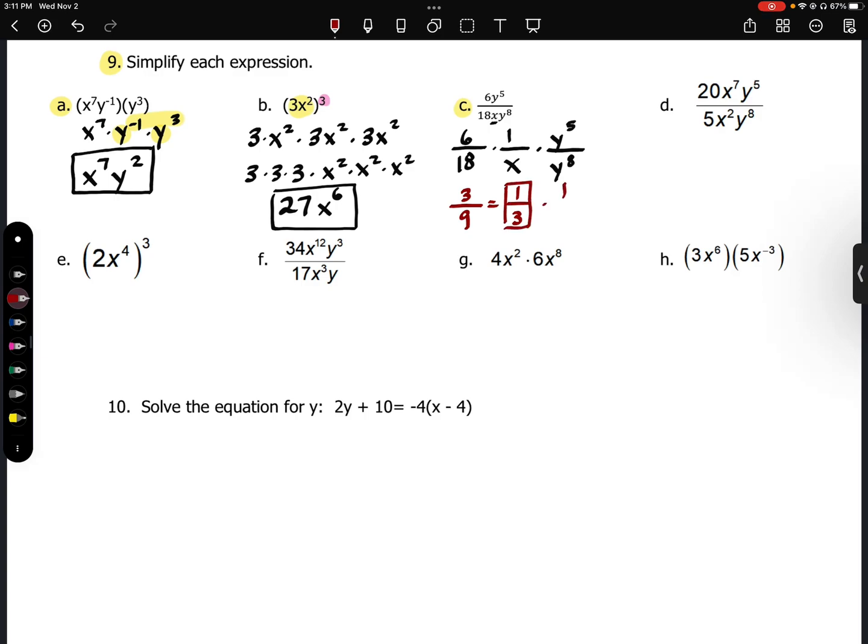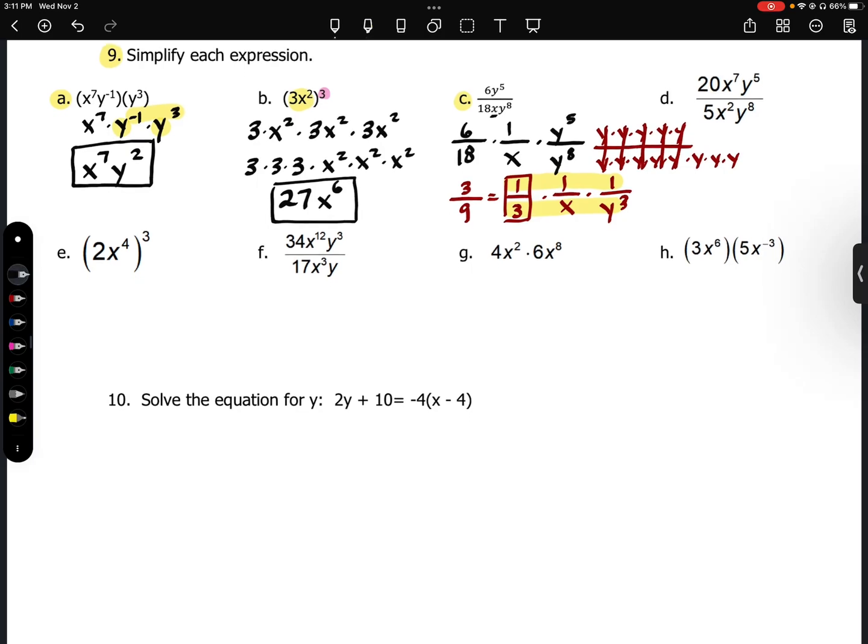Okay, our 1 over x isn't going to change, but our y to the 5th over y to the 8th, thinking about it, it's like y times y times y times y times y over 8 of them. Right, in which case you could cancel out 5 of them and you're still left with 3 on the bottom. So we'll say this is like 1 over y to the 3rd. Now to write out our answer, we're just going to multiply these 3 parts together. The final answer we should end up with would be 1 over 3x y to the 3rd.